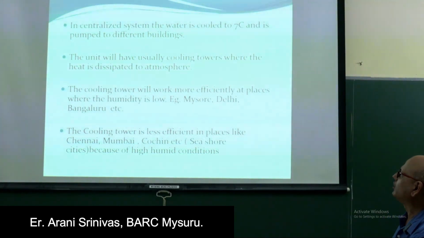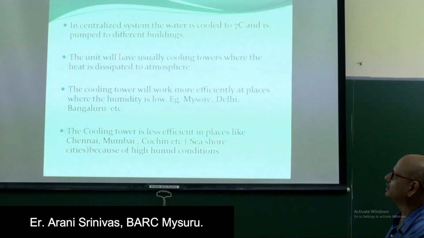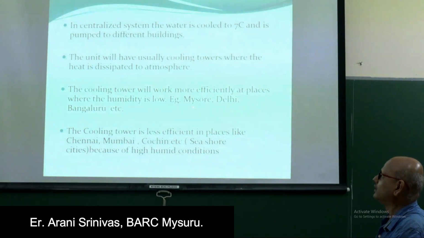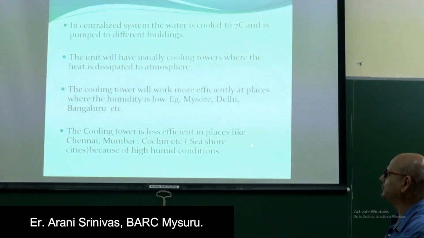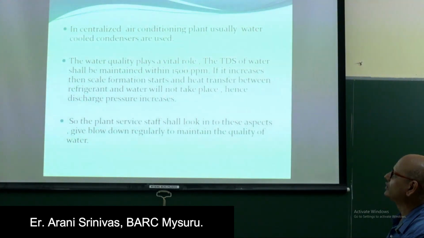In the centralized system, the water is cooled to 7 degrees centigrade and it is pumped to different buildings. The unit will usually have cooling towers where the heat is dissipated to the atmosphere. The cooling tower will work more efficiently at places where the humidity is very low, for example Mysore, Delhi, Bangalore, etc. The cooling tower is less efficient in places like Chennai, Mumbai, Cochin, because the humidity will be high there.